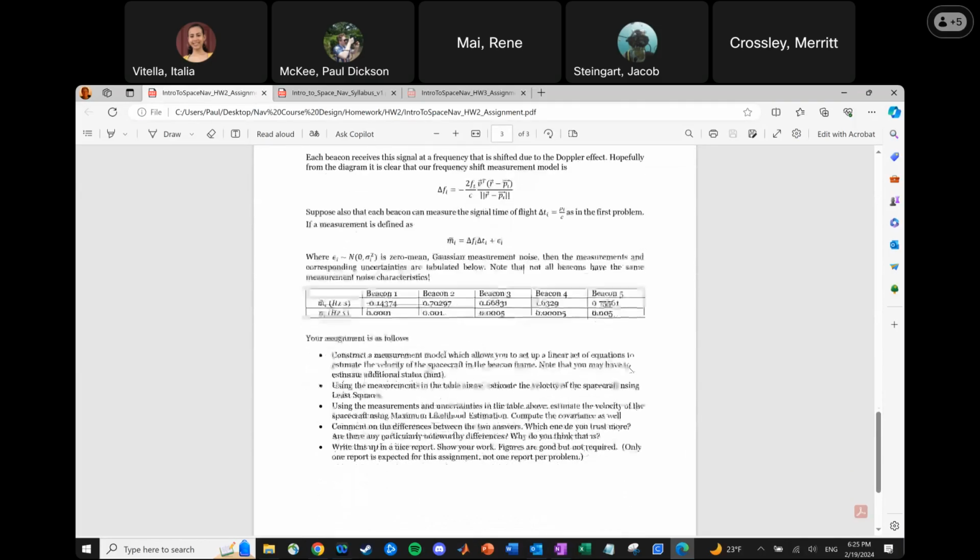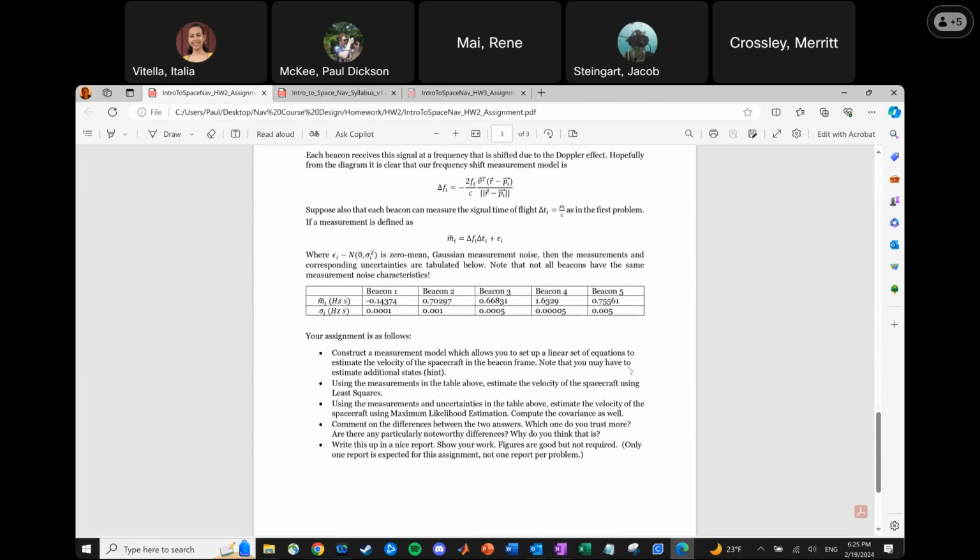I was doing question 2, and I got answers for both the least squares and the MLE. I know the last question asks if there are any big differences. But I got a really huge difference in the K value, and I don't know what to make of it. The X and Y values are pretty close, and then the Z value is different.